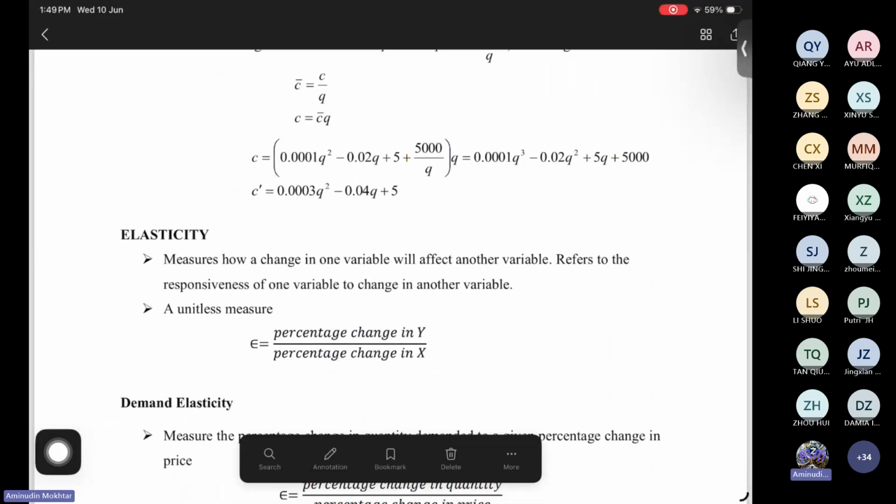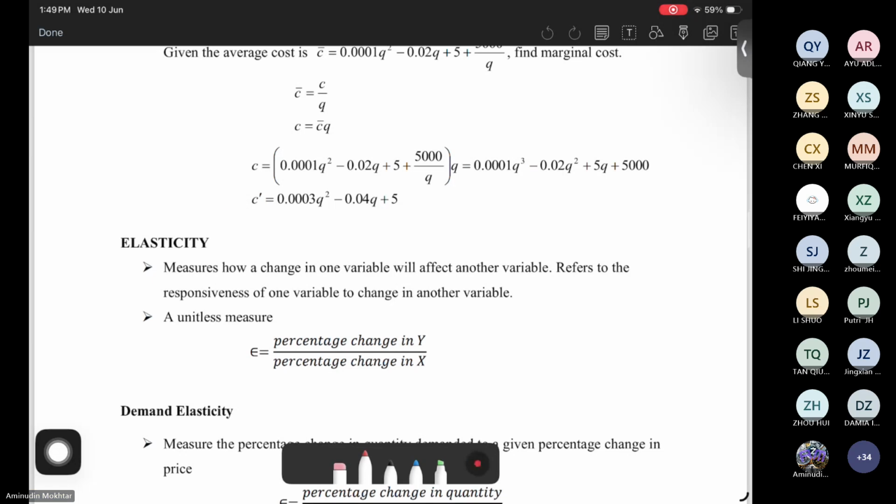We call it elasticity. Elasticity measures how a change in one variable will affect another variable. That is one of the important concepts in economics. The elasticity, or keanjalan, measures how a change in one variable will affect another variable.